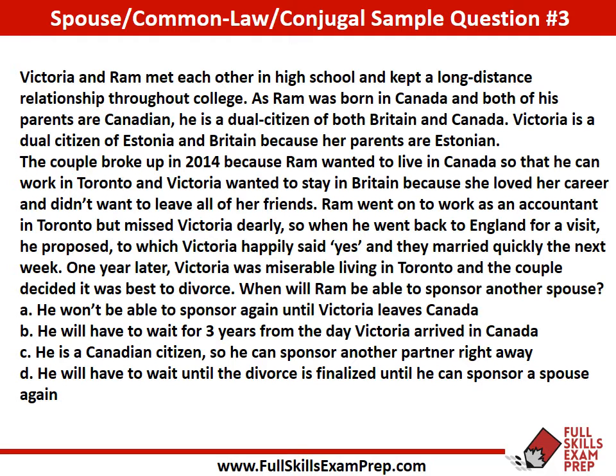The couple broke up in 2014 because Ram wanted to live in Canada so that he can work in Toronto, and Victoria wanted to stay in Britain because she loved her career and didn't want to leave all of her friends. Ram went on to work as an accountant in Toronto but missed Victoria dearly. So when he went back to England for a visit, he proposed, to which Victoria happily said yes, and they married quickly the next week.